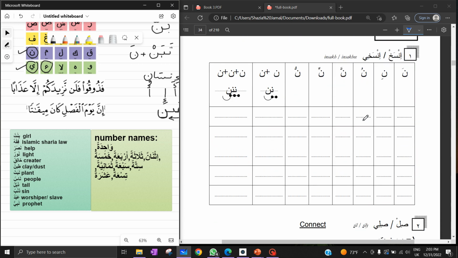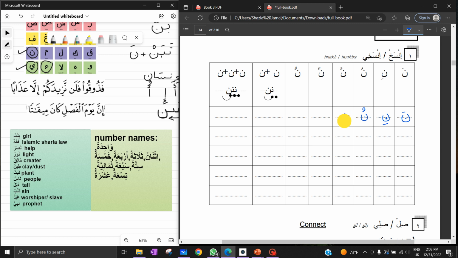Now quickly we will come to exercise 1. Insakh. Insakh means copy. How are you going to write noon with fatha? When you want to write noon, the starting will be above the line and then the curve goes just below the line with a dot in the center of noon, and a fatha above it. Similarly, you will write the noon and then kasra below it. Then noon with dhamma, the same way with dhamma above it.